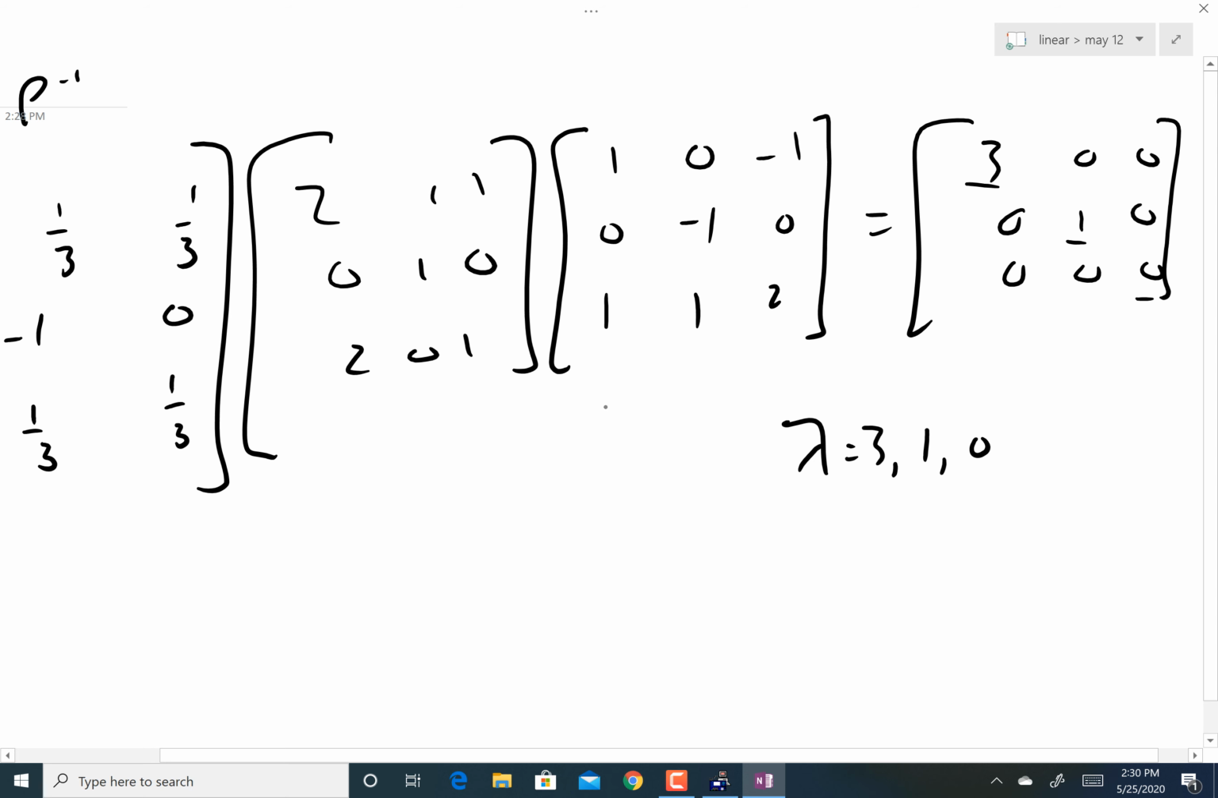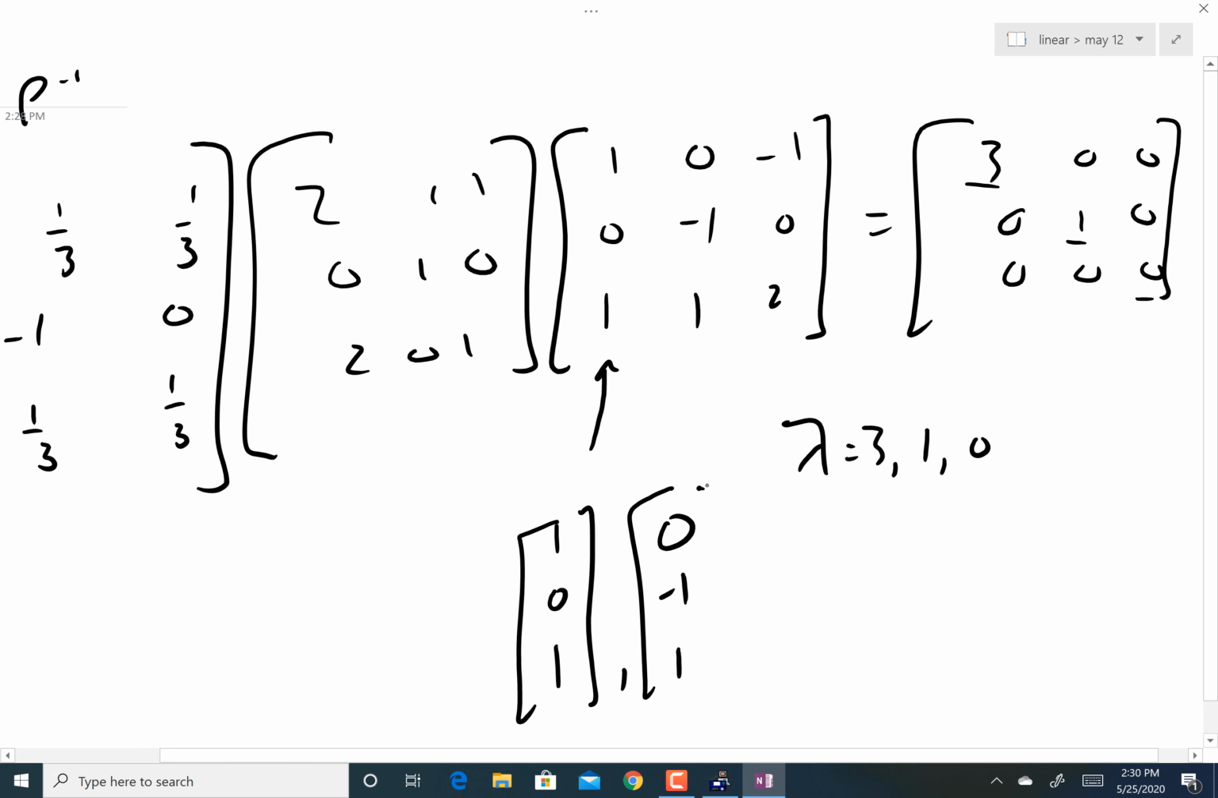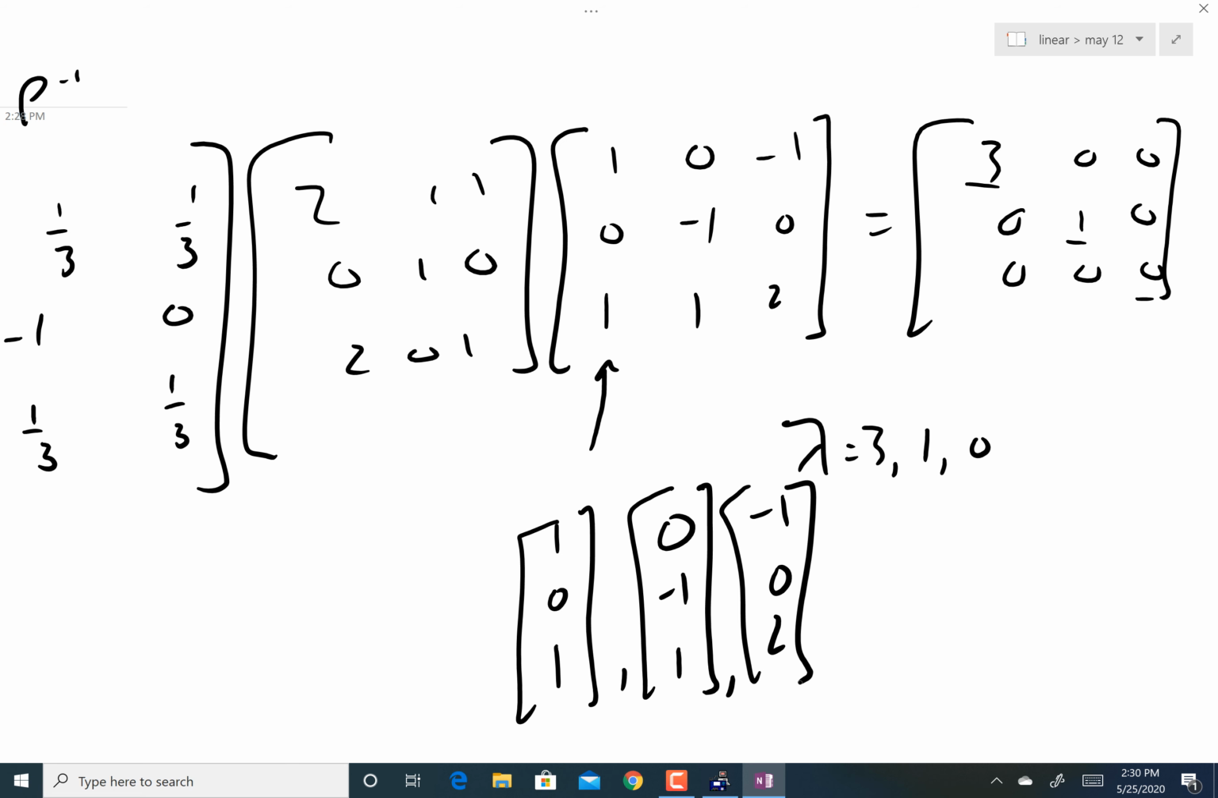Now, the next thing it tells us, and it's a little goofy because of the way they phrased it, is that our basis for eigenspaces are this. You need this one, you need this one, and you need this one. There they are. Literally, the basis for the eigenspace is the eigenvectors. That's all they are.